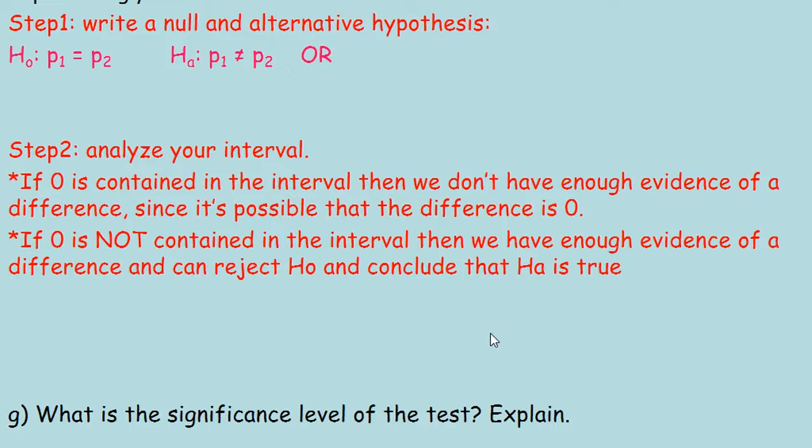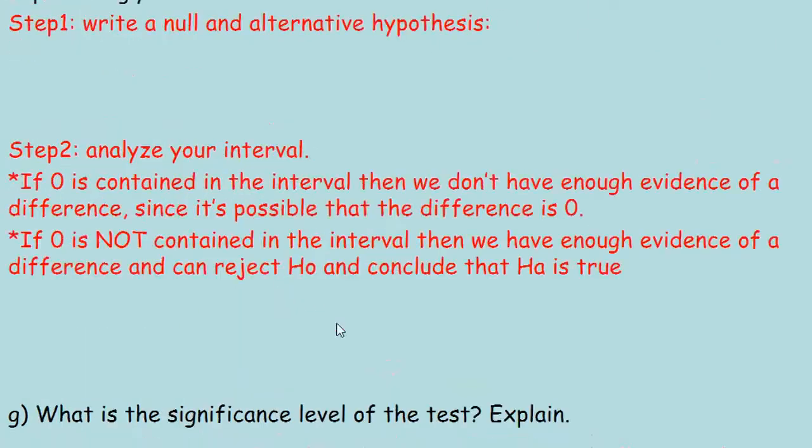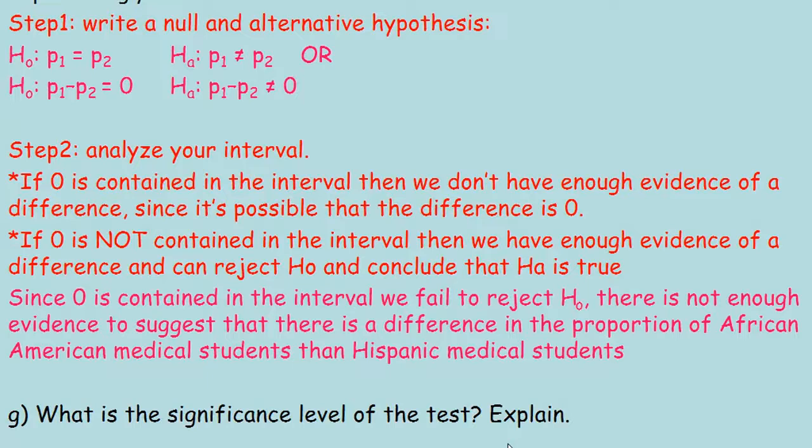So in this case, this is exactly what I was talking about earlier. So your interval was from negative 0.02 to positive 0.04. So that means that there's a chance that the true difference is actually 0. So there is a chance that the true proportion of African American and Hispanic medical students is the same. So there is a chance that the true difference is 0. So therefore, that's what I'm going to put for this scenario. Since 0 is contained in the interval, or you can say since the null hypothesis is contained in the interval, we do not reject the null hypothesis.